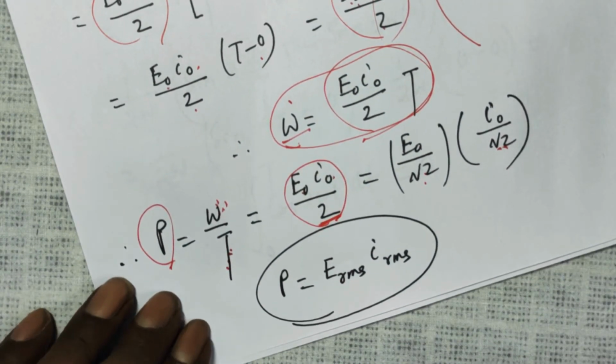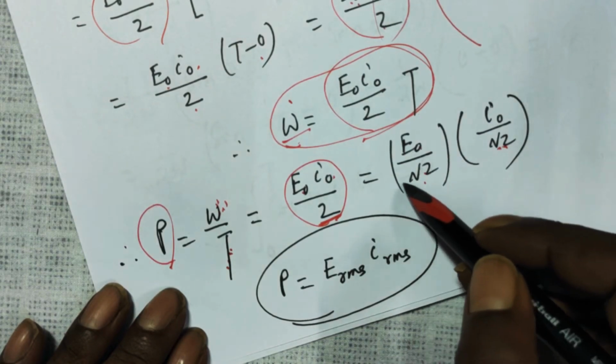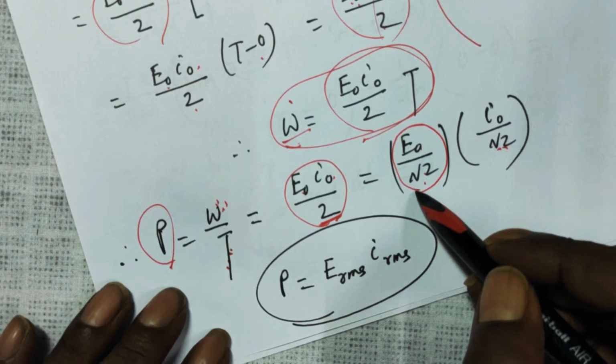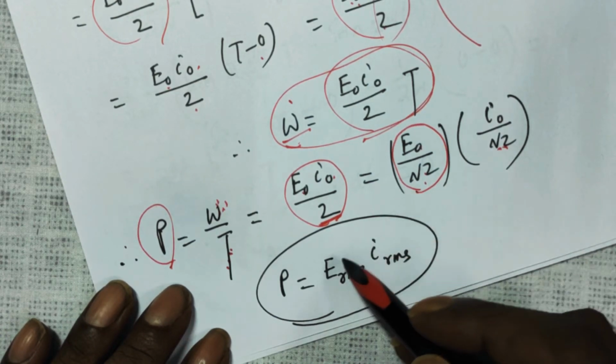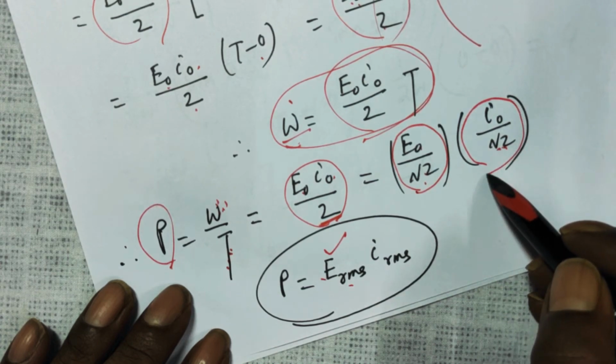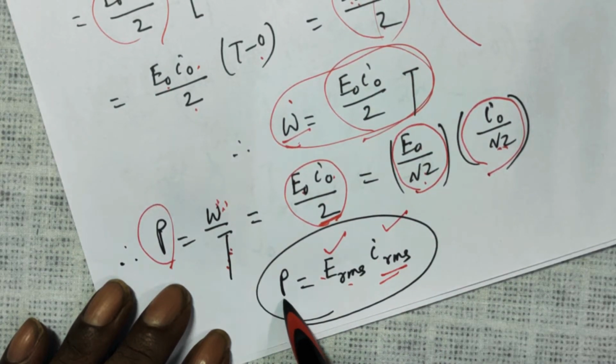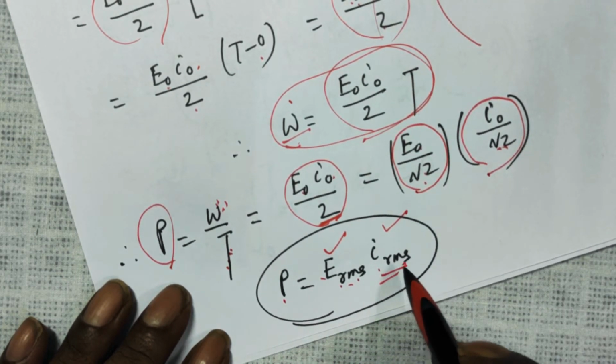And in the beginning of current electricity, when I taught you the RMS value or virtual value of alternating EMF and alternating current, I had derived this relation. This was called the RMS value or the virtual value of the EMF, E RMS. And this was also derived in the beginning of alternating current as the RMS value of current. So, power is equal to E RMS times I RMS.